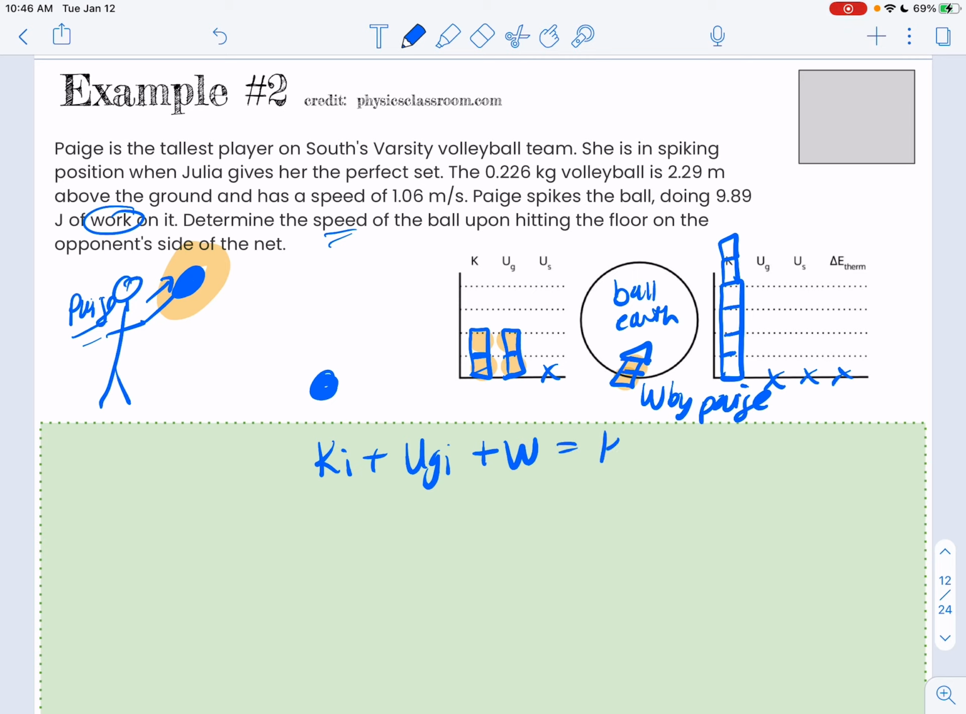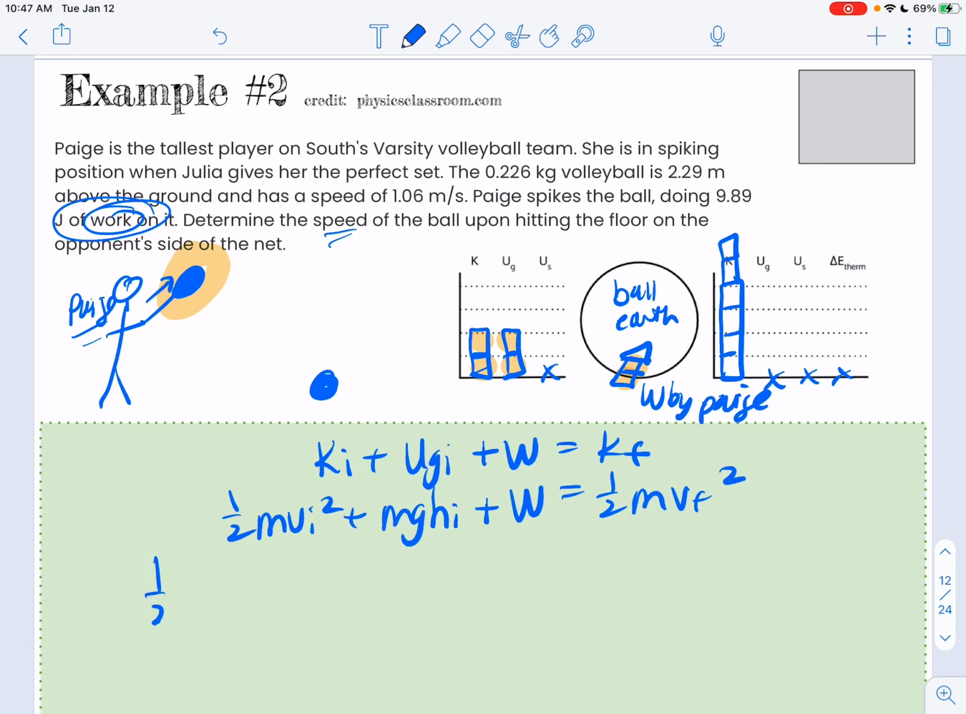Okay, and then I can go ahead and fill in my equations. I can just leave this as work. I don't have to do force times distance because they just give it as work, so there's no need to split that apart. Then 1/2 m v final squared. We can't cancel the m's because the work doesn't have one, so that's sort of a bummer. So now I just have to crank out some math here.